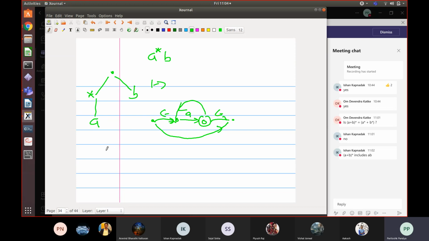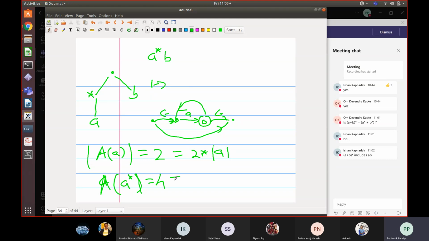The size of the automaton for A was equal to 2 times the size of A, because A gives you size of 1, right? So the size of the automaton for this leaf node is at most double the size of the expression. Next, for the star automaton, what is the size? It is 4 nodes, right? And what is the size of A star? So the automaton for A star has size 4, which is equal to 2 times the size of A star. Why is the size of A star 2? There is a letter A and there is an operator star.